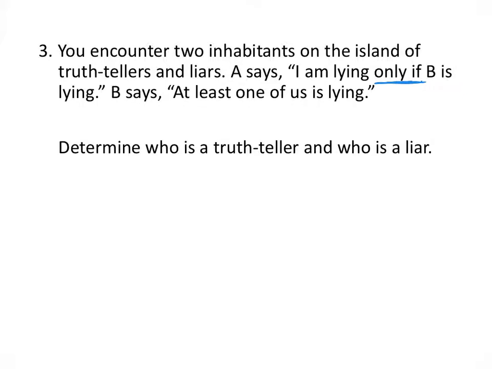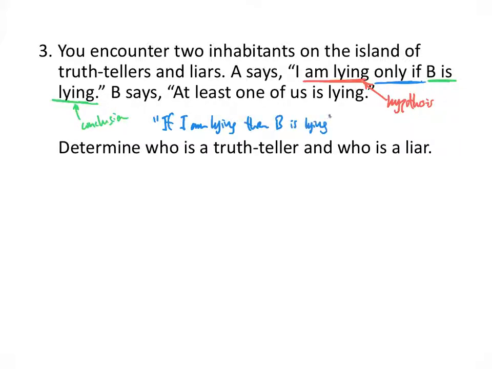So we have these different ways to construct these if-then statements in English, but when we say only if, that means that the prior statement, the thing that comes before the only if, that's the hypothesis. And then the second part, in this case, B is lying, that's my conclusion. So we would better rewrite that as, if I, meaning A, am lying, then B is lying. And that's going to make it easier for us to deconstruct this and solve our puzzle.